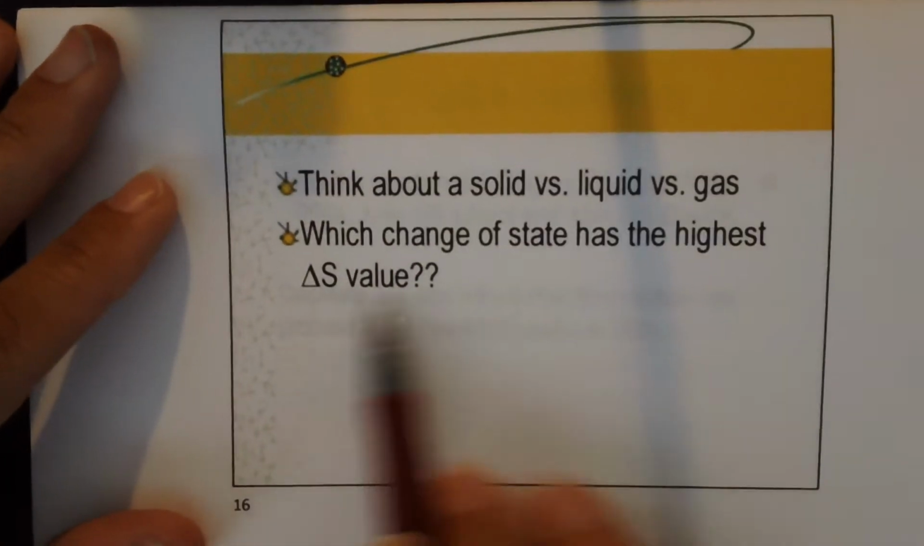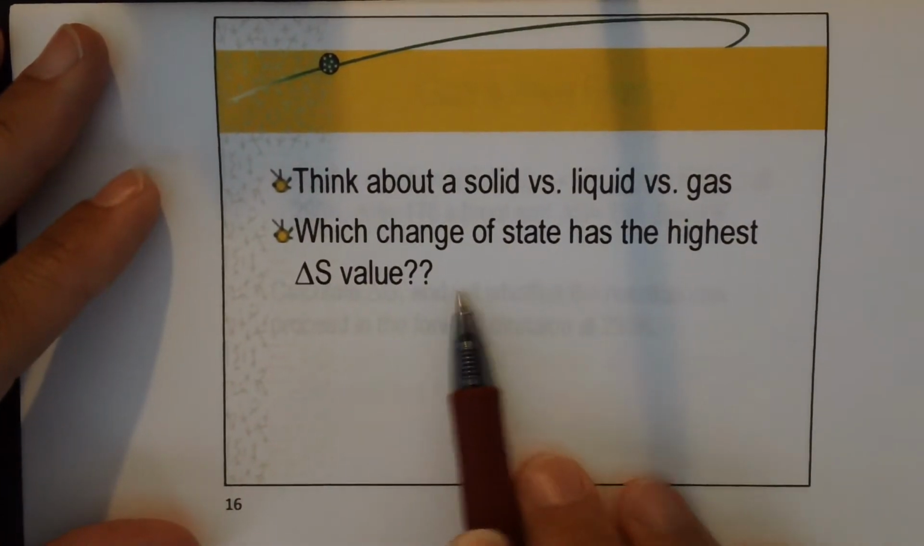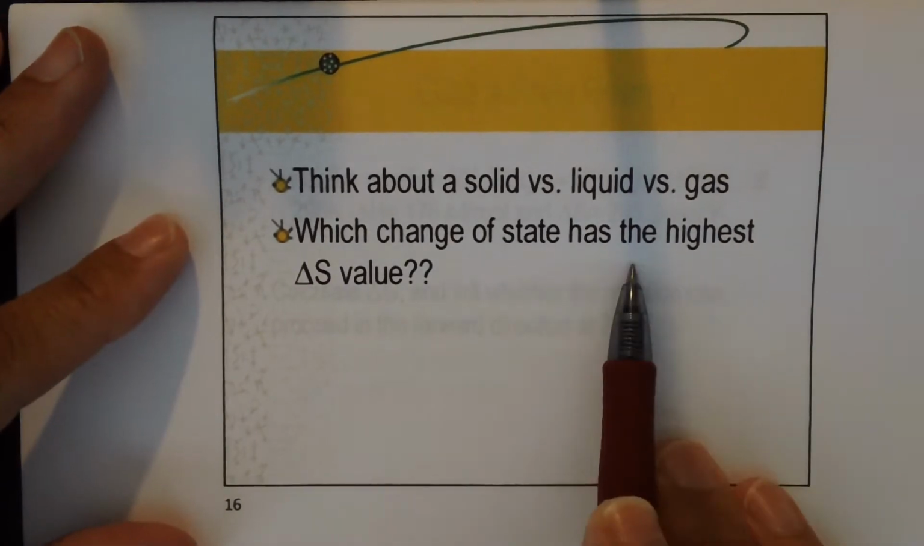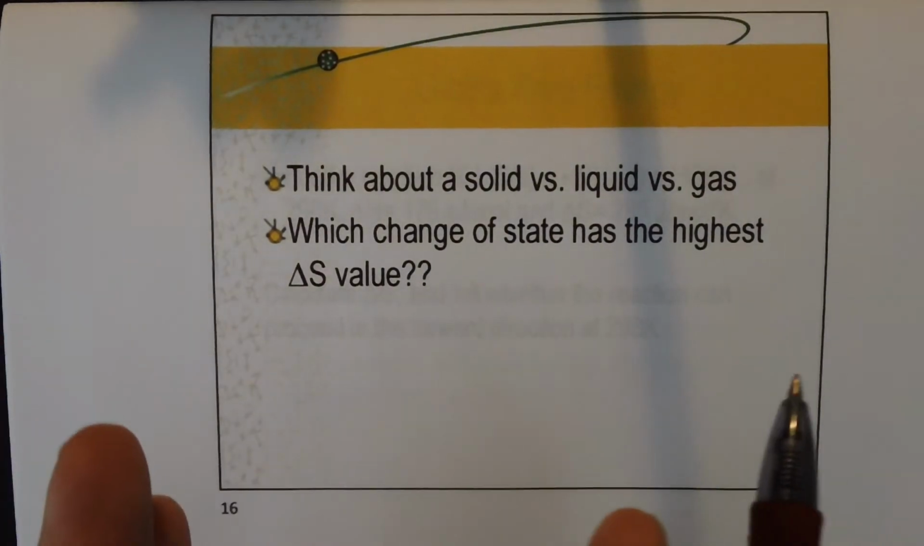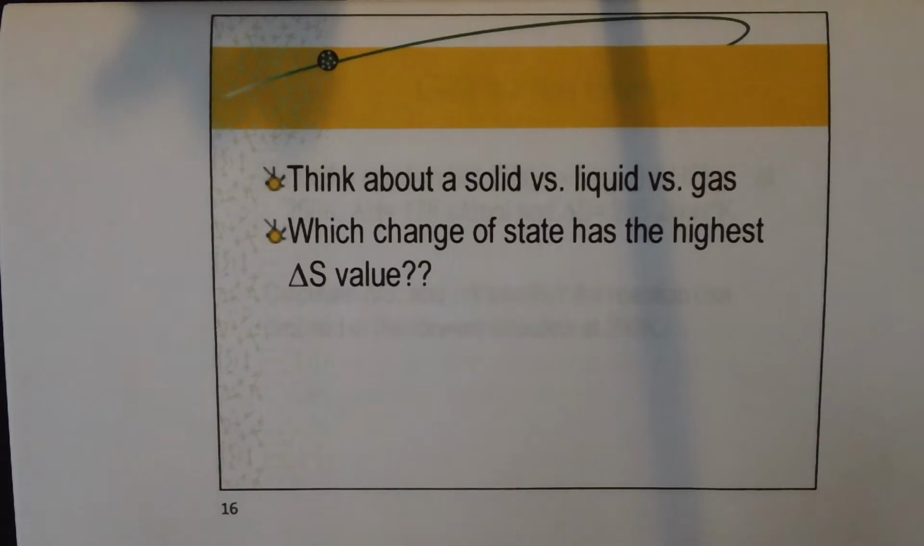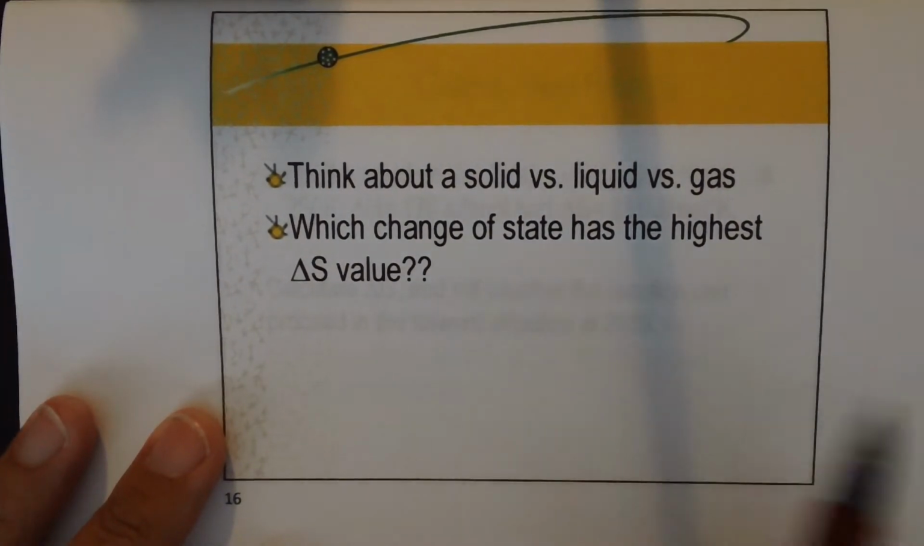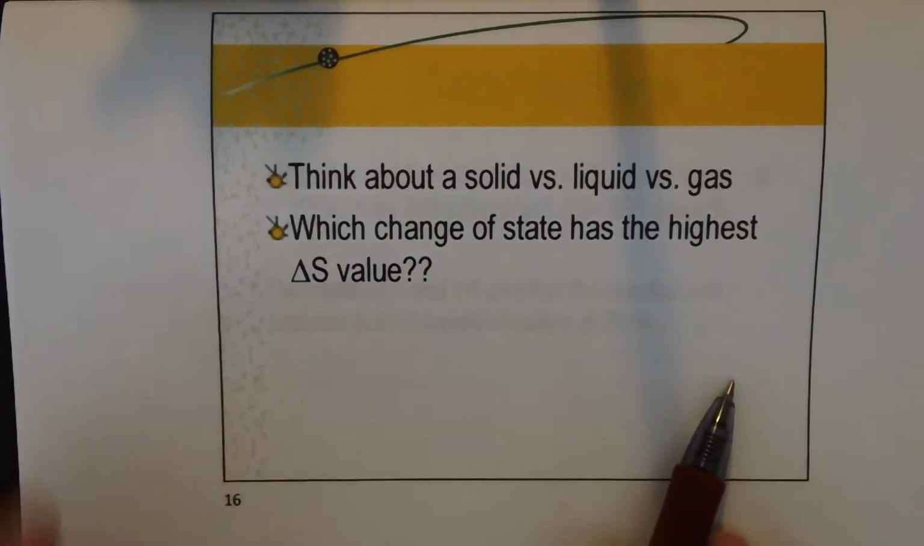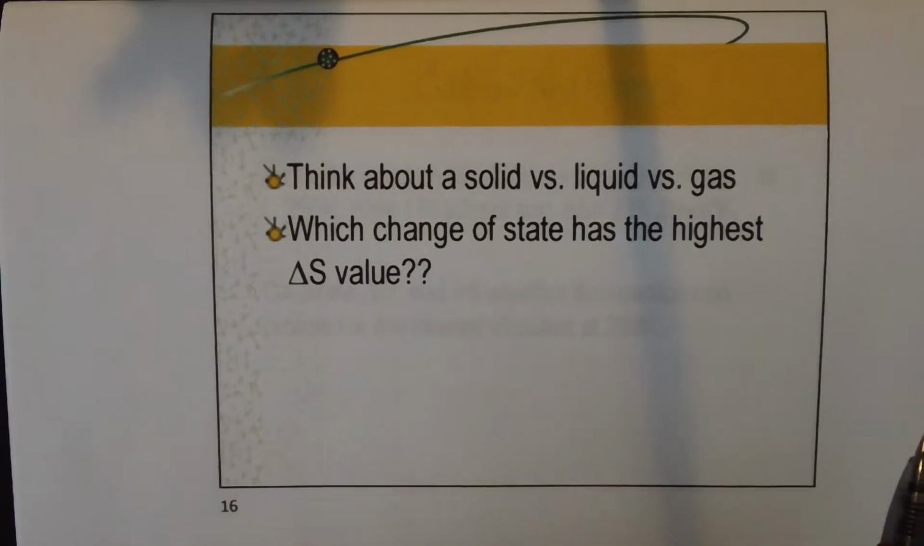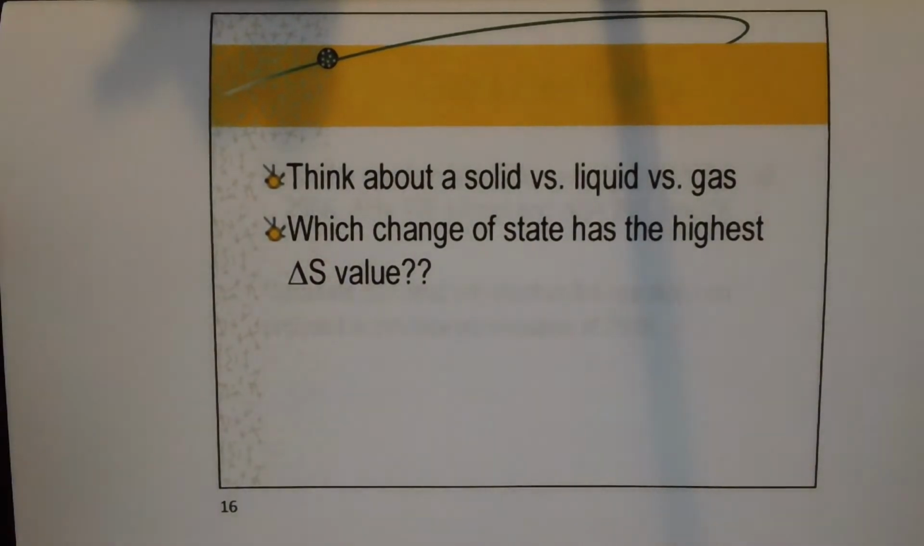And so it gives us that, think about solid, liquid, gas. Which change of state has the highest delta S value? The gas does. And so lots of times we look at reactions, and we look at the reactants versus the products, and we go, if products have more gas particles, they have more disorder. Good? If you're moving towards solids, you would be moving towards less disorder. Good? And the tendency is to move towards disorder.